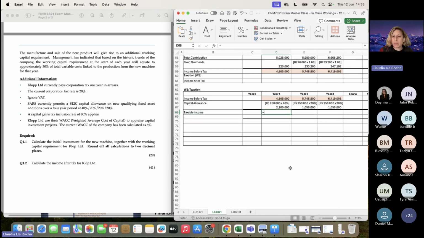What is our taxable income? It is the income for tax less our allowance. Okay, which then gives us our taxation at 28%. Okay, so we're saying that times 28%, okay, which gives us our tax value.